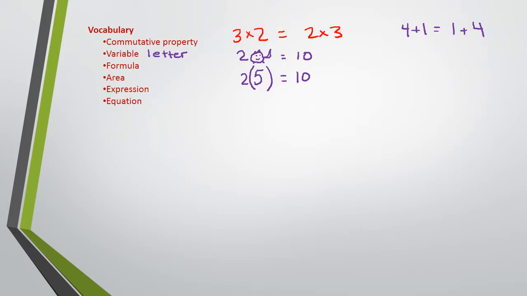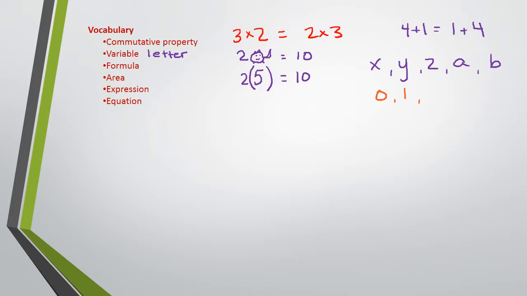Most of the time we use letters. We usually use X, Y, Z, A, B. Those are the common ones. We do not use O because it looks like 0. We do not use L because it looks like a 1. What else don't we use? You don't usually see capital letters as variables. We usually just use the small ones, lowercase.